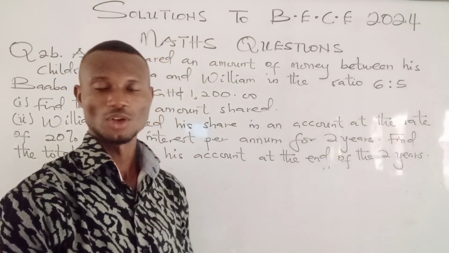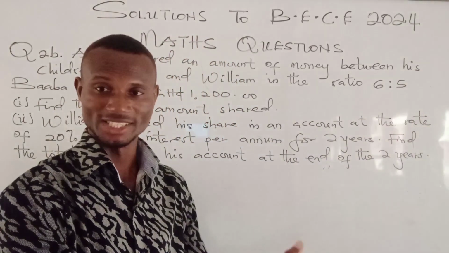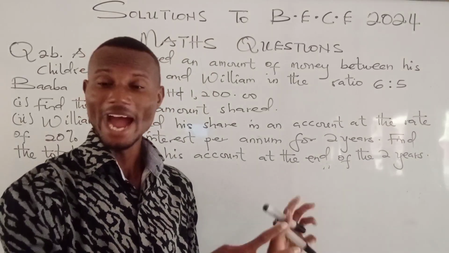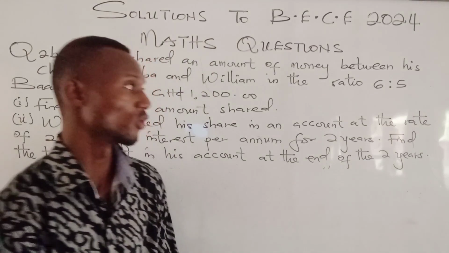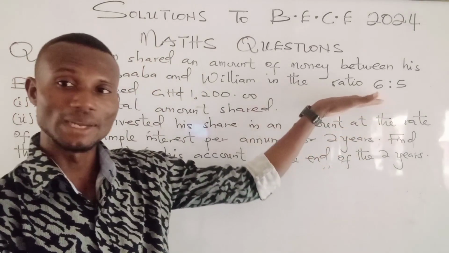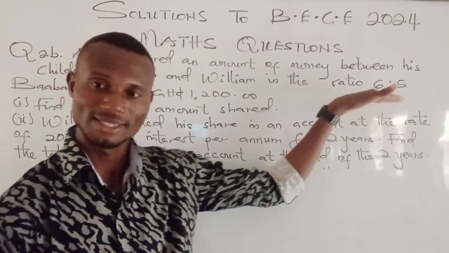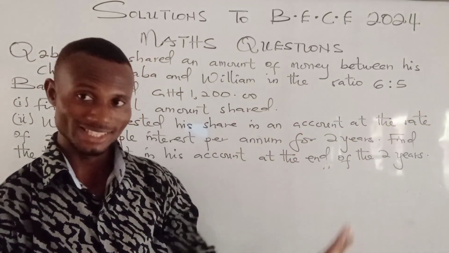That's how you handle ratio questions. That's how to go about it. I hope the explanation is clear enough up to this point. So we have been given the ratio in which the money is shared, which is 6:5, so we are going to write them down.